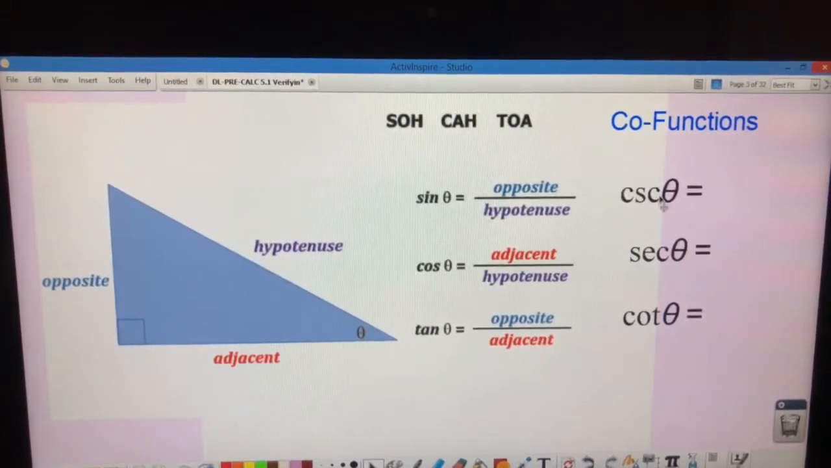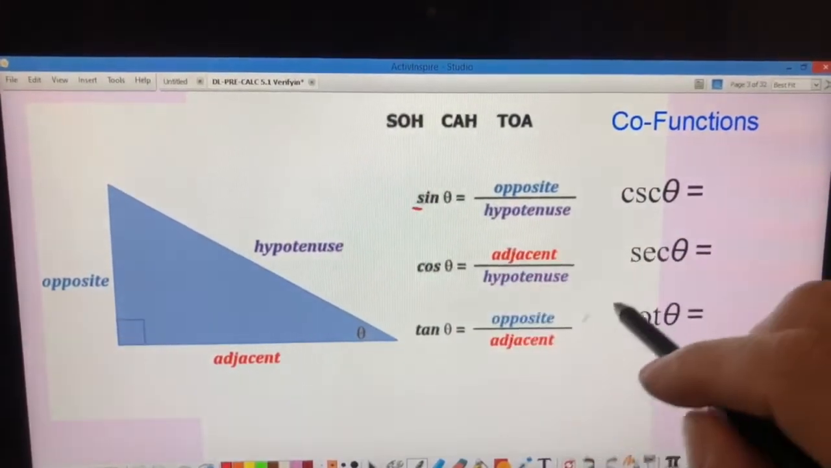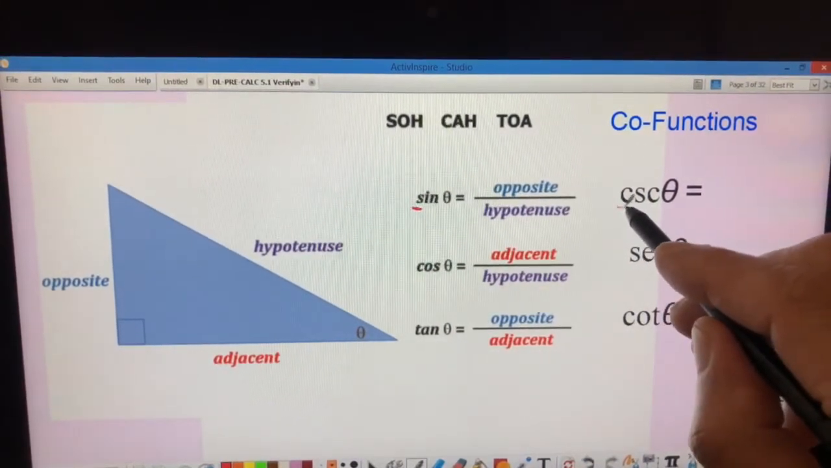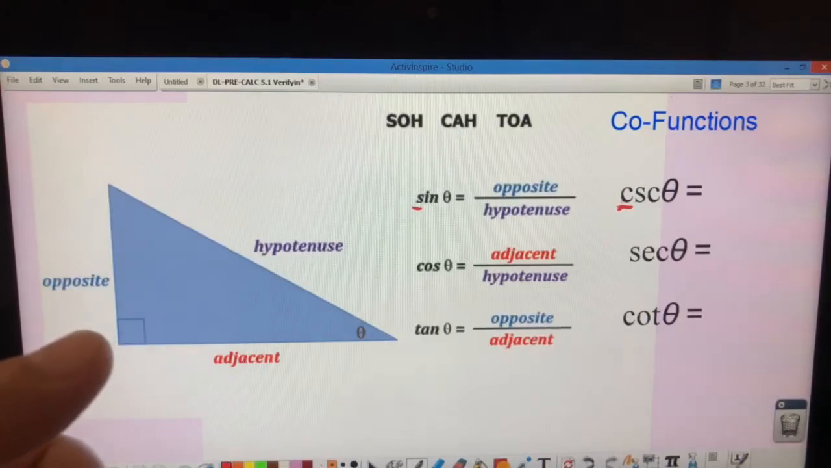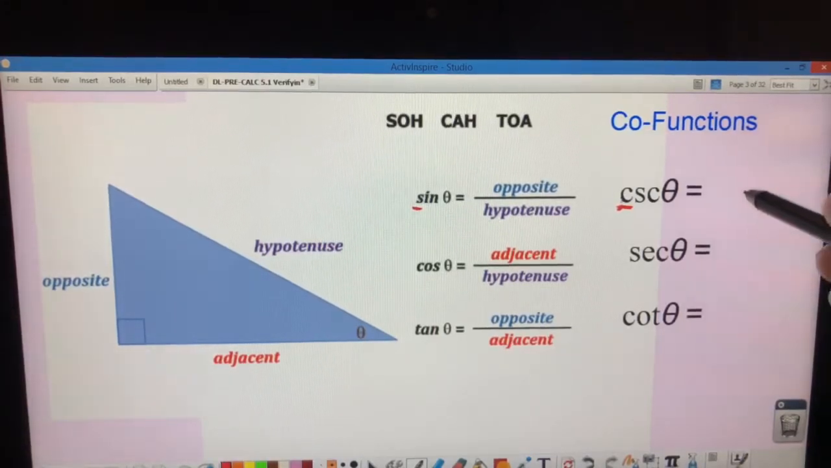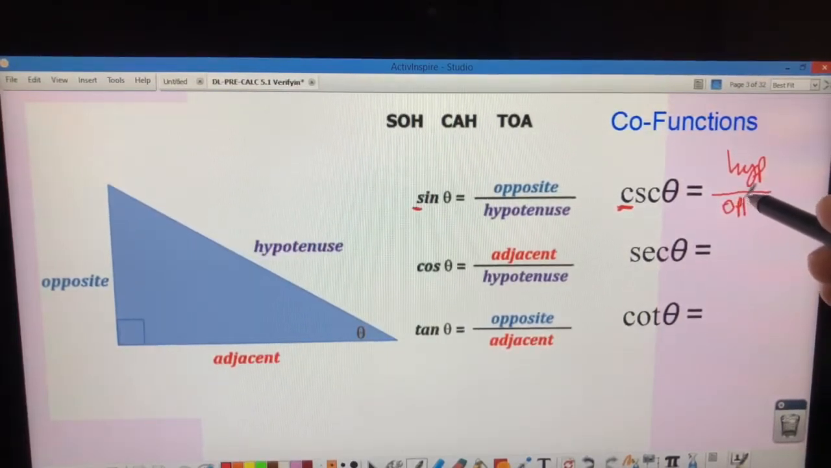Now the cofunction is the flip. So cofunctions, one way to remember them vividly for me is that the S for sine is the opposite of the cosecant. Let's start with the C. So the flip of a sine is called the cosecant, where you put the hypotenuse on top and the opposite in the bottom.